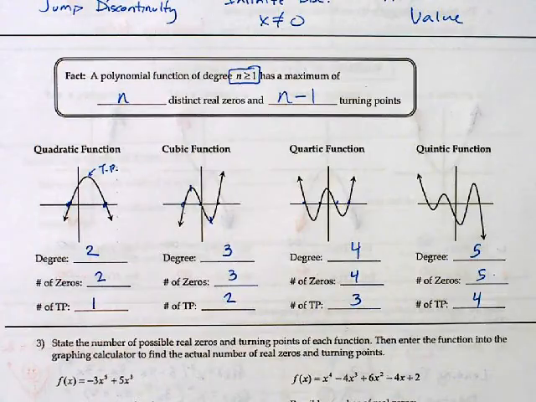So that is your rundown of how to use the degree, the leading coefficient, and the leading term to predict end behavior of a polynomial function, and we will look at some more examples when we come back together.